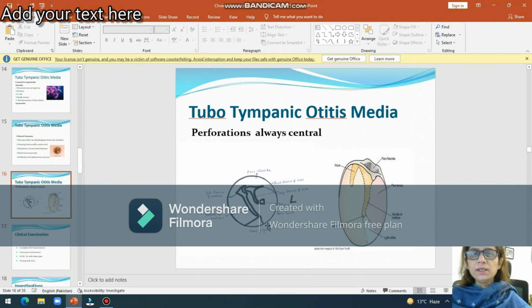You can see in this picture, this is a normal tympanic membrane, pars tensa lower 2/3, pars flaccida upper 1/3. In this picture, you can see the anteroinferior part is the cone of light. This is the left tympanic membrane and this is the right tympanic membrane.